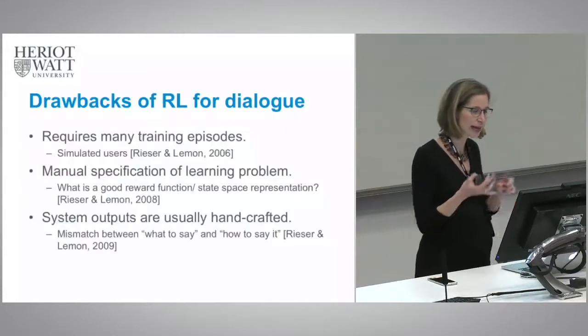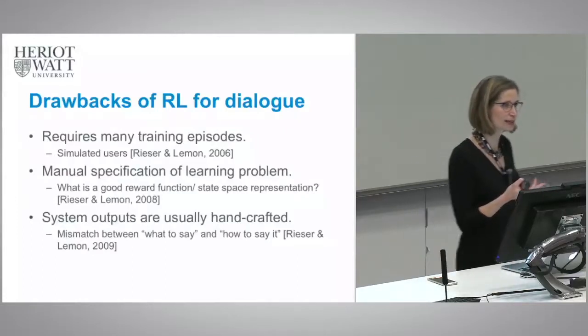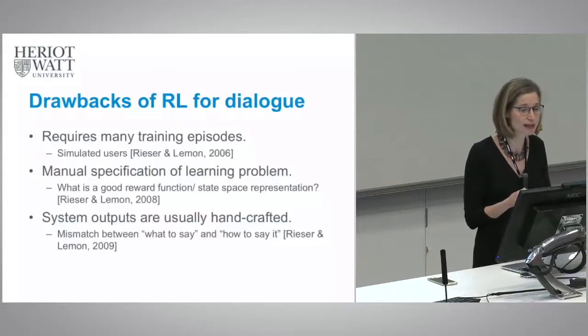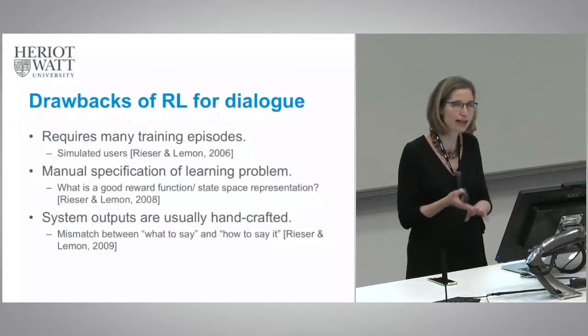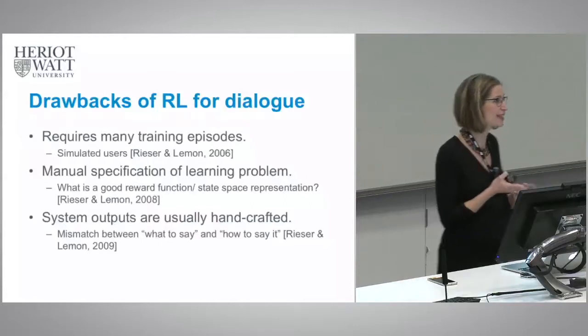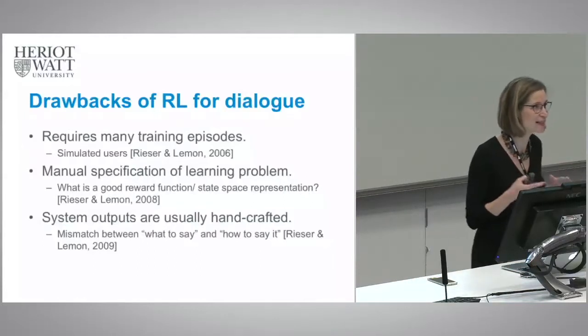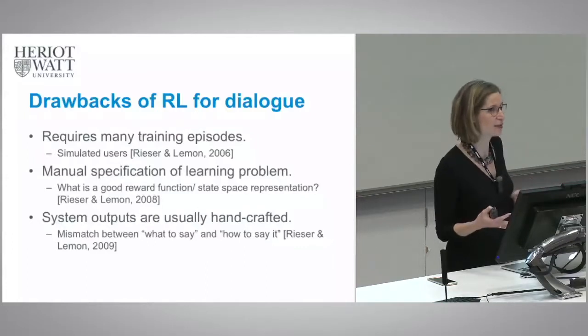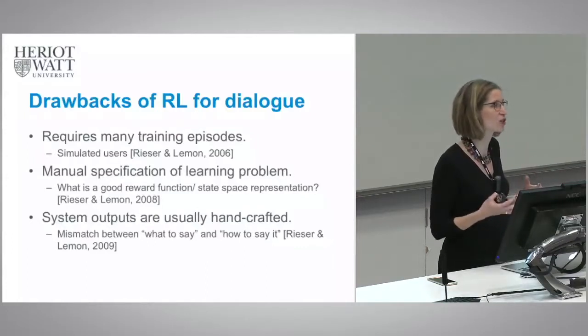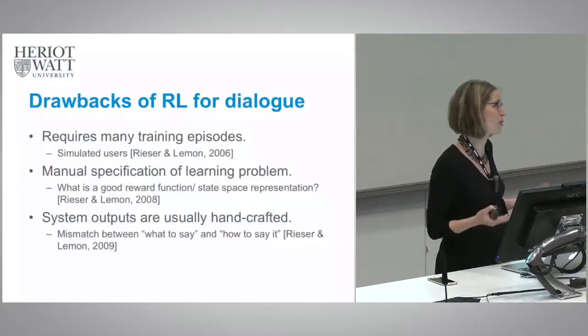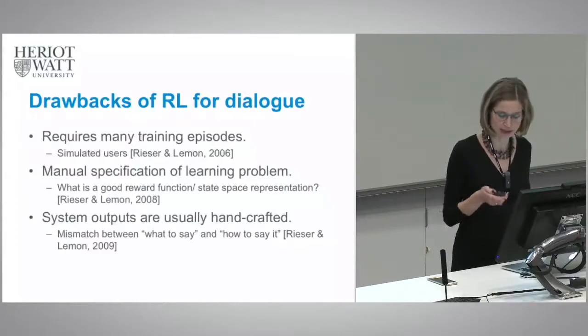Other problems with reinforcement learning is that you have to manually specify the learning problem, meaning that you have to design the reward function, you have to design the state space, you have to design the action space, and you usually also handcraft the outputs, which can occasionally mean that the system actually thinks it said something which it didn't say. And obviously this mismatch is quite a problem for systems to have.